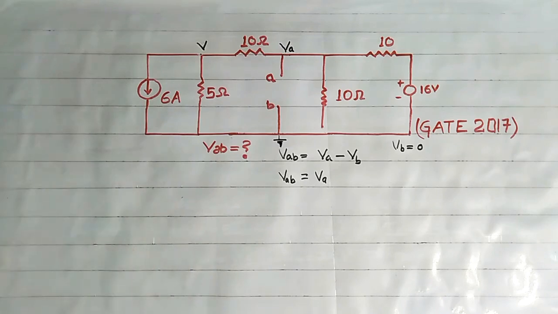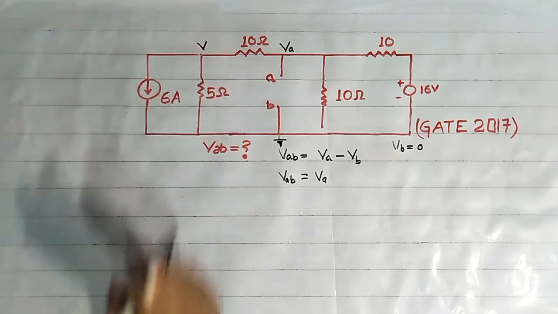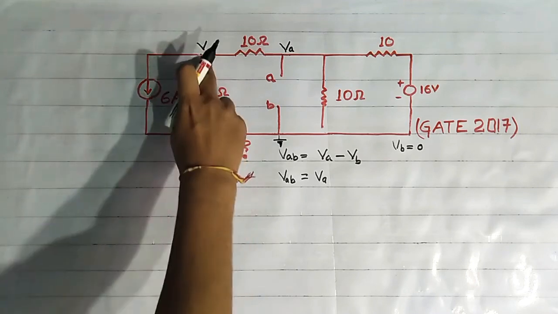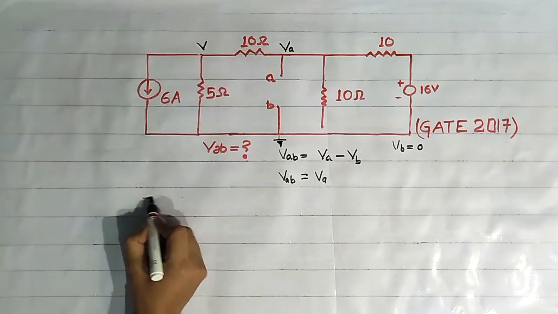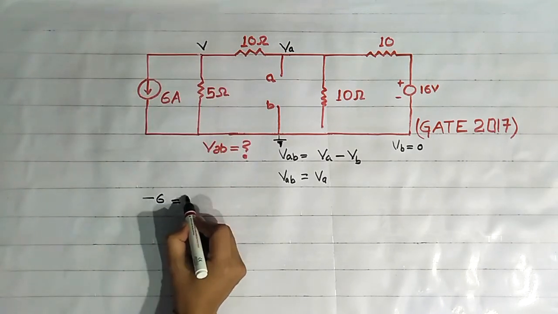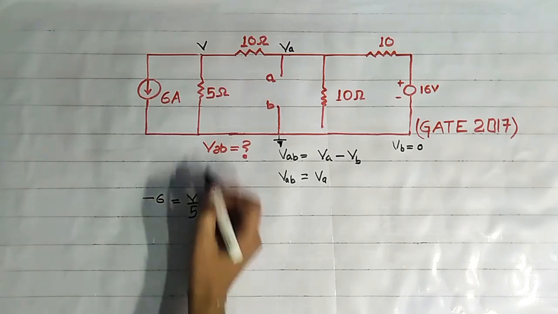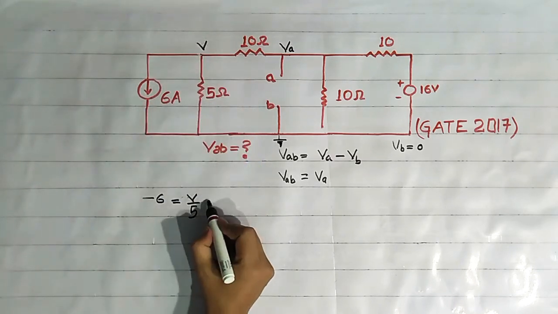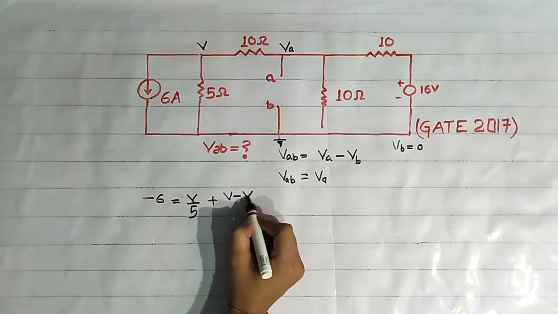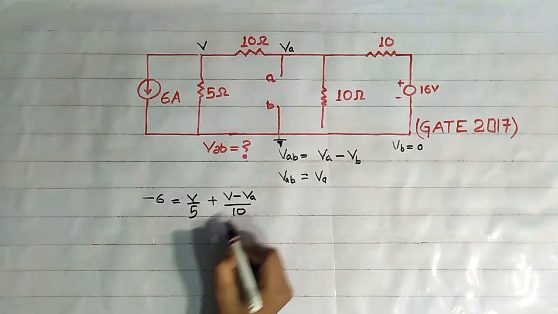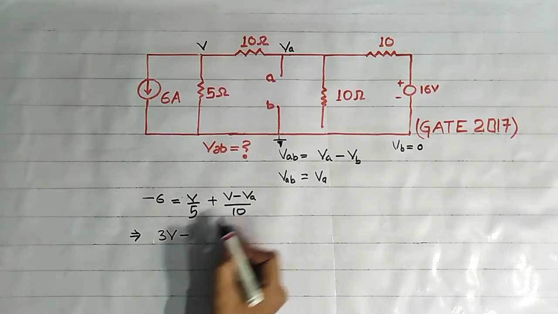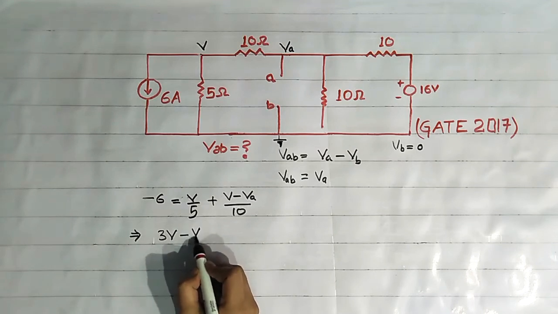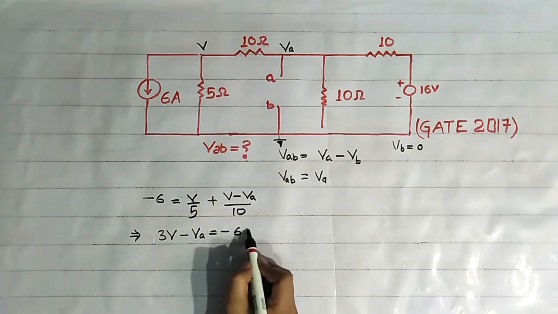Now we can easily apply nodal analysis here. First apply nodal analysis at this node. On applying nodal analysis at this node, this current is leaving the node, so we can write minus 6 is equal to (V minus 0) by 5 plus (V minus VA) by 10, that gives 3V minus VA is equal to minus 60.